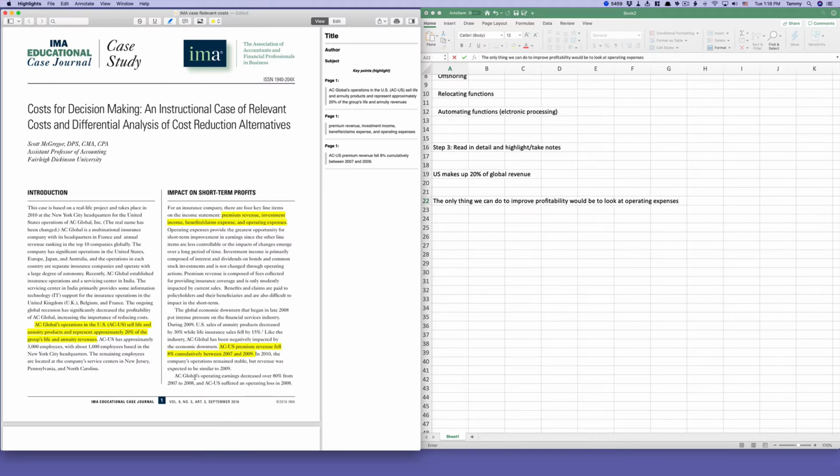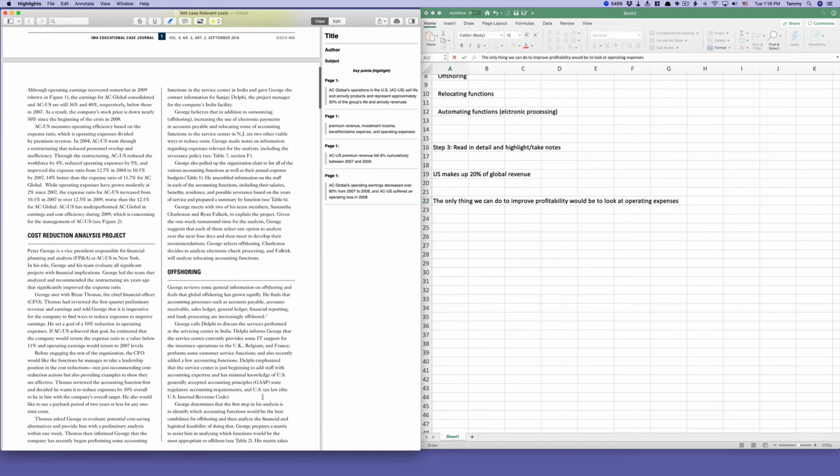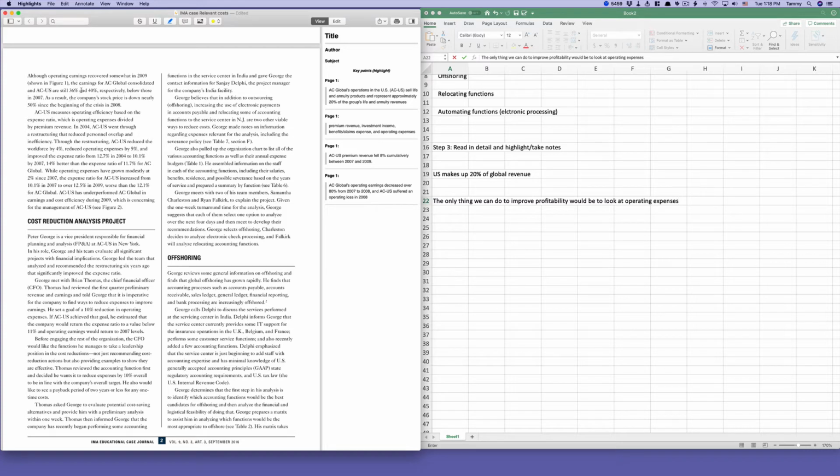So our operating earnings decreased by over 80% from 2007 to 2008, and ACUS suffered an operating loss in 2008. Although operating earnings recovered somewhat in 2009, the earnings for AC Global, Consolidated, and ACUS are still 36% and 40% respectively below those in 2007. So again, I'm just going through this and highlighting. As a result, the company's stock price is down nearly 50% since the beginning of the crisis in 2008.